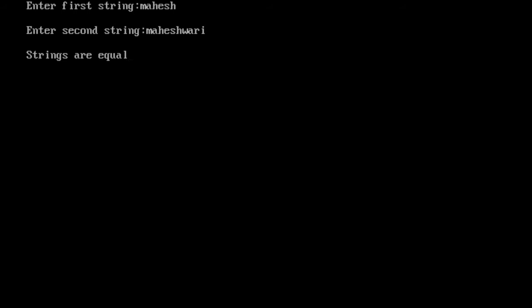But here the second string is not ended. The second string is still left. Four characters are left, and those are not compared. That's why we are getting "strings are equal", because after the loop we have checked only the value of flag. So flag has not become 1. That's why we are getting the output as strings are equal.